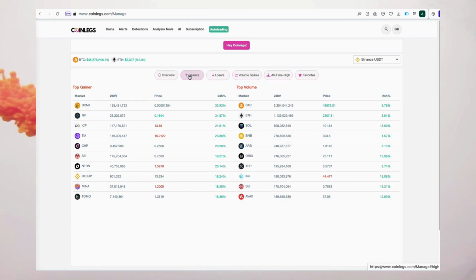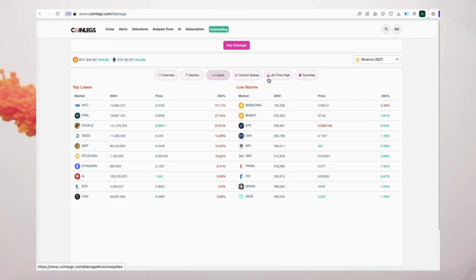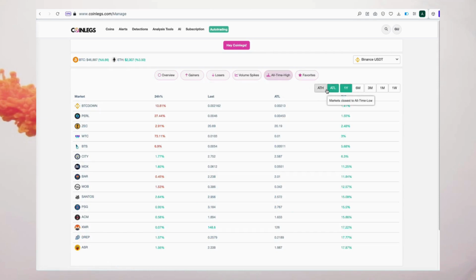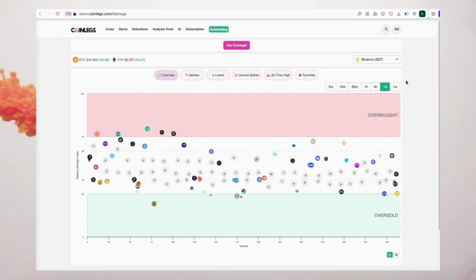Through the tabs on the landing page, you can track whale movements, explore the highest and lowest volume coins, browse through your favorites, analyze coins near all-time low and high levels, and identify coins in RSI Extreme zones. In contrast to other platforms, CoinLegs offers many features to traders completely free of charge.